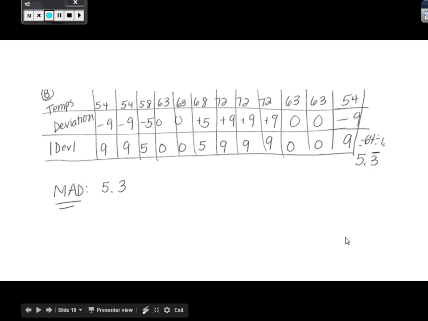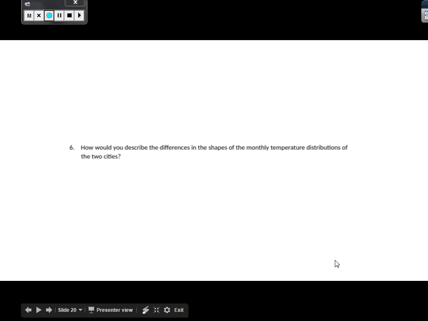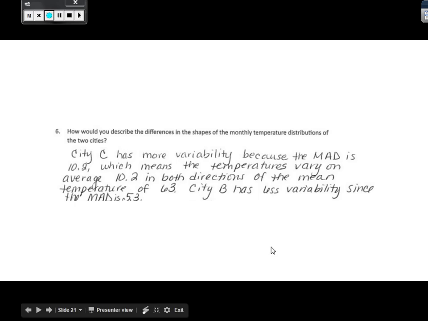Here is your MAD for city B. Here is your MAD for city C. Number 6. How would you describe the differences in the shapes of the monthly temperature distributions of the two cities? Here are some notes to help you with your answer to number 6.